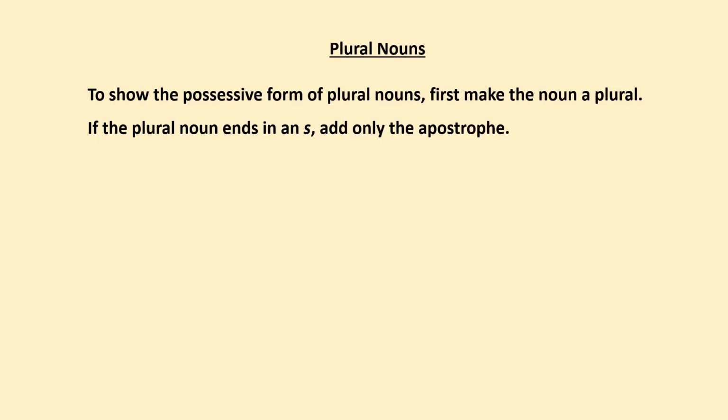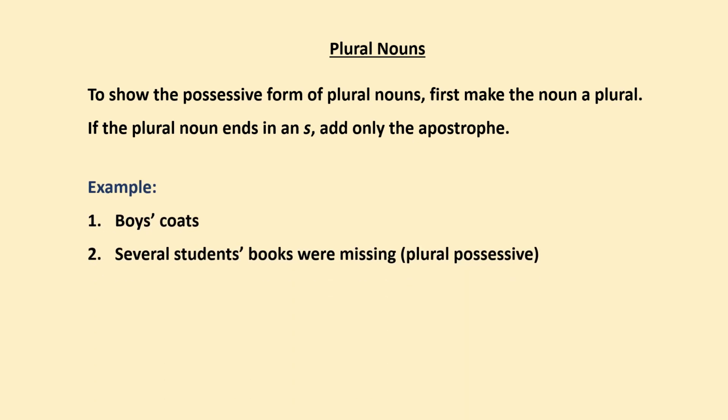So let's discuss plural nouns. To show the possessive form of plural nouns, first make the noun a plural. If the plural noun ends in an S, add only the apostrophe. So, boys' coats. Now, this boys is speaking about more than one boy. So, boys' coats is plural. The boys is plural.